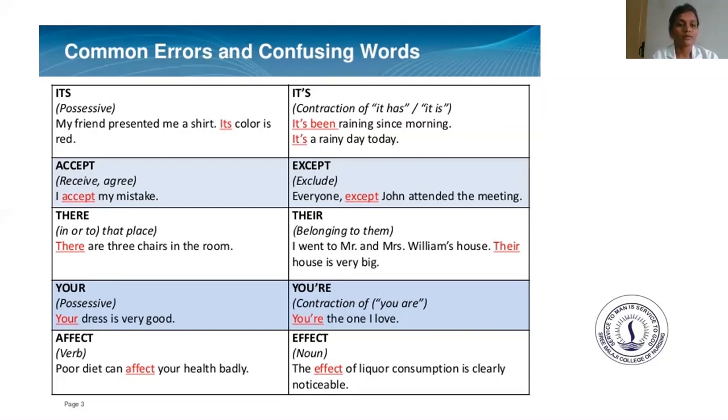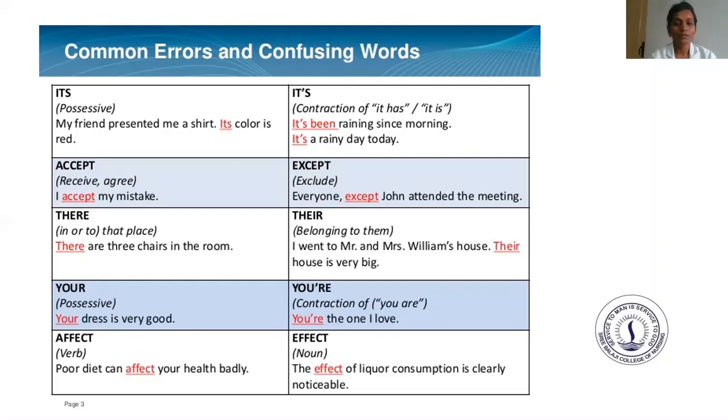And the third is there or their. First, there means in or to that place. There are 3 chairs in the classroom. And their means belonging to them. I went to Mr. and Mrs. Williams' house. Their house is very big and the house belongs to them. So it is also one of the ways to express the possessive. Their house is very big.